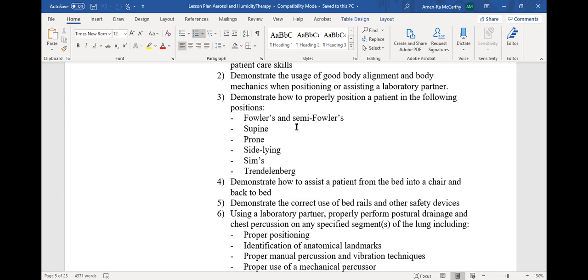And then Trendelenburg is when your feet are higher than your head. So when the head of the bed is tilted all the way down, that's Trendelenburg. Reverse Trendelenburg is when the head is higher than the feet. Those are the positions you will need to know. So when you're doing your lab, you're going to say, how do I drain this specific segment? You'll say, I have to have the patient laying in this position or that position.